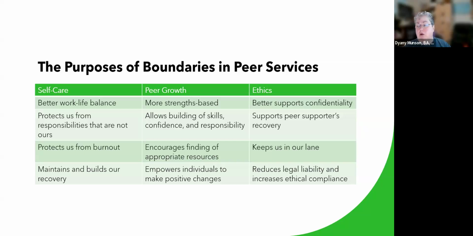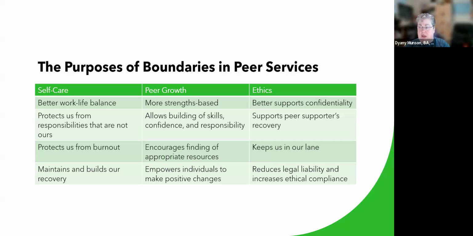Which, if you've looked at our code of ethics, there's two items in the CPSS code of ethics that specifically require us to maintain and further our own recovery. Number 1 and number 5, in case you are looking. And then when it comes to peer growth, this is another set of benefits. When we set and enforce boundaries well in peer services, it's more strength based for the peers. It's focused on what they can do instead of swooping in and trying to clean up. Oh, they're having trouble with what they can't do.